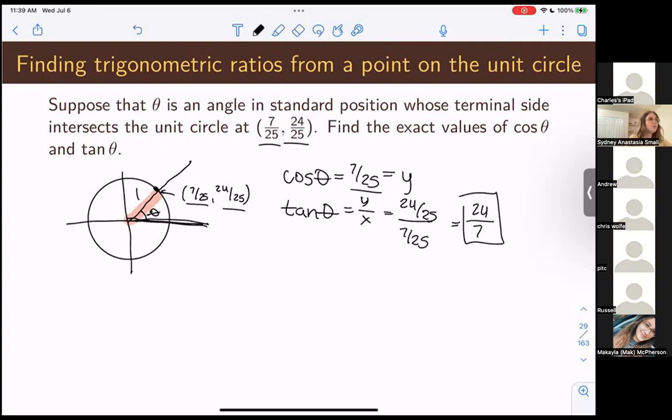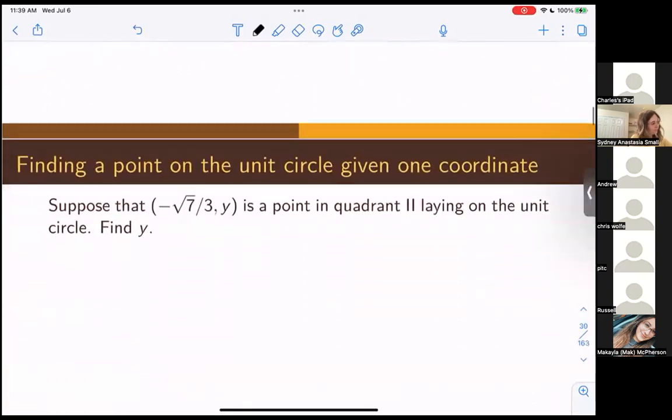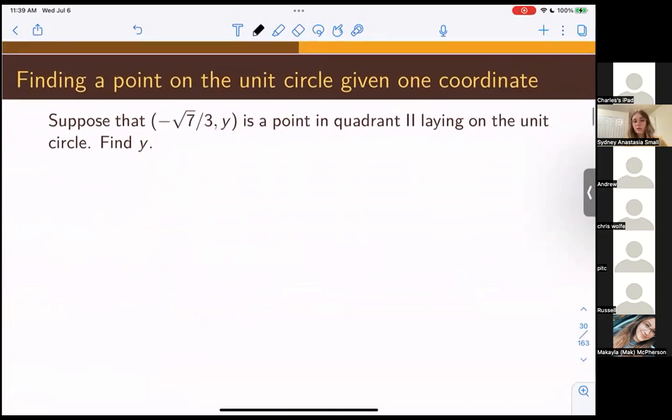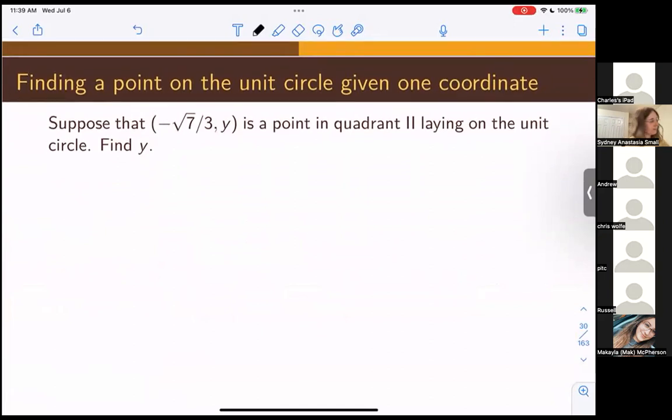Okay, let's do a couple more examples before we wrap up for the day. Let's ramp it up a little bit. Okay, suppose that (-√7/3, y) is a point lying in quadrant 2 that lies on the unit circle. We want to solve for y. I don't really know what to do right off the start, so again, let's just draw a picture.